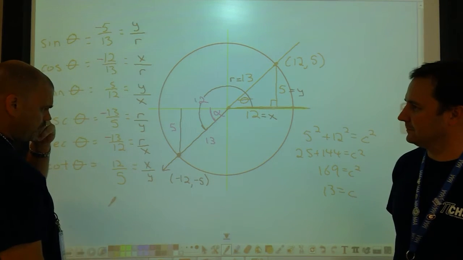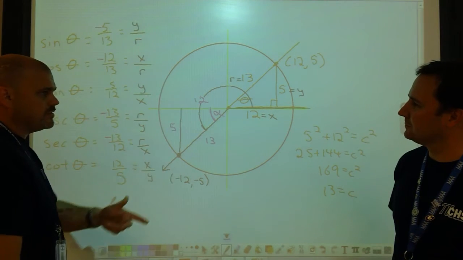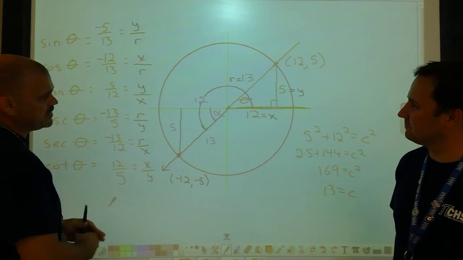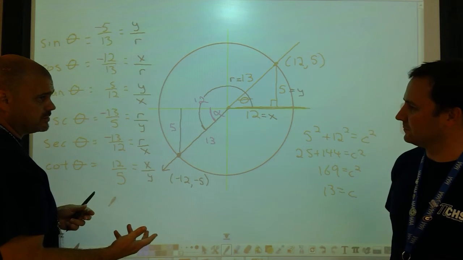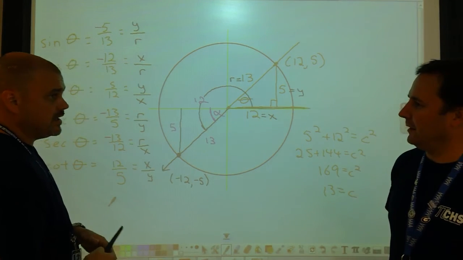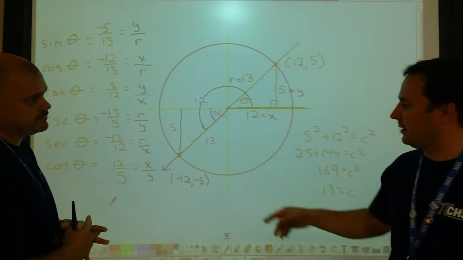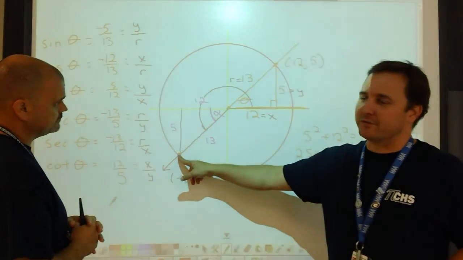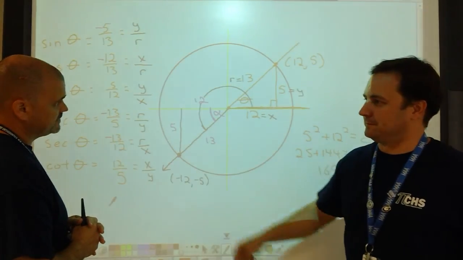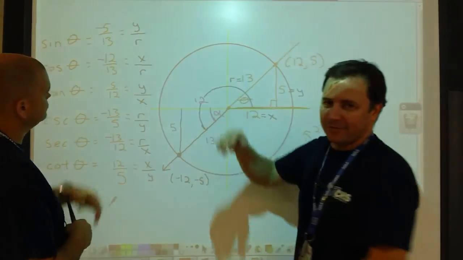So what have we noticed here? Given a point somewhere on this circle, we can use our right triangle trig and what we know about angles and reference angles in order to come up with all 6 trig functions. And all we really needed was 1 point on the terminal side of the angle to get all 6 trig functions.